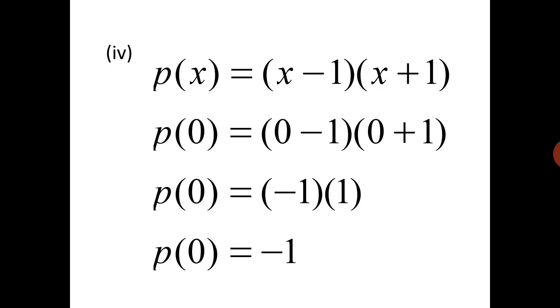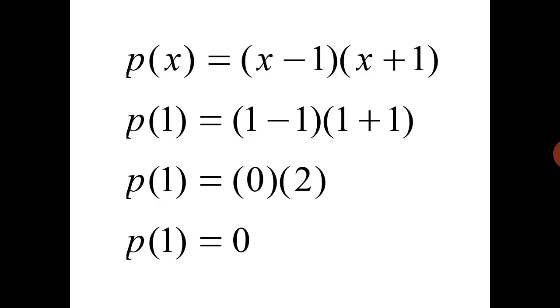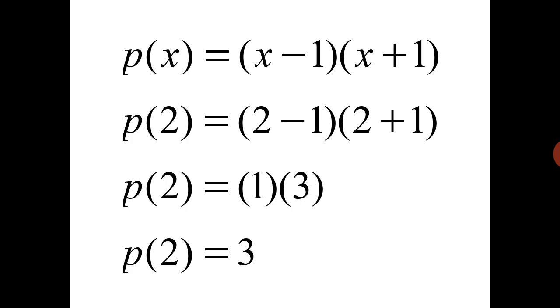This is how we are going to solve for P of 1. So, first bracket becomes 1 minus 1, second bracket becomes 1 plus 1. So, when you solve it mathematically, you get P of 1 equal to 0. Now, we have to find out P of 2. So, substitute x as 2 and solve. We get P of 2 equal to 3.